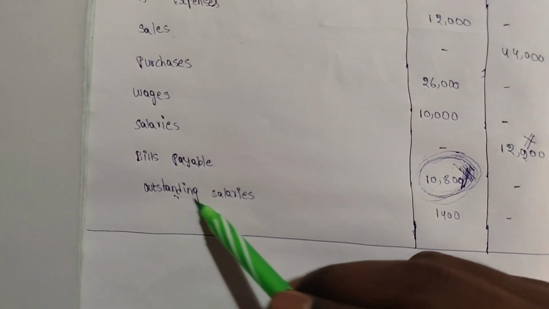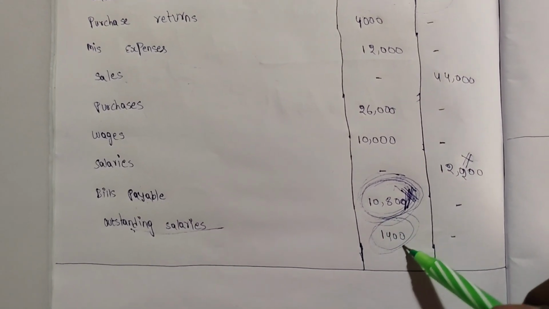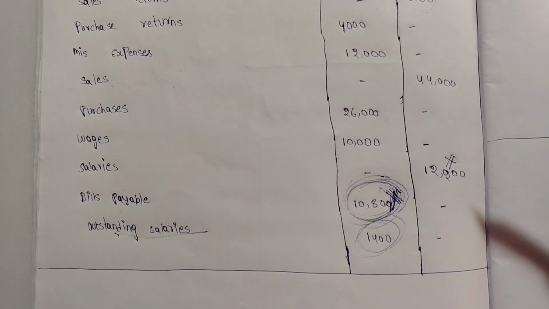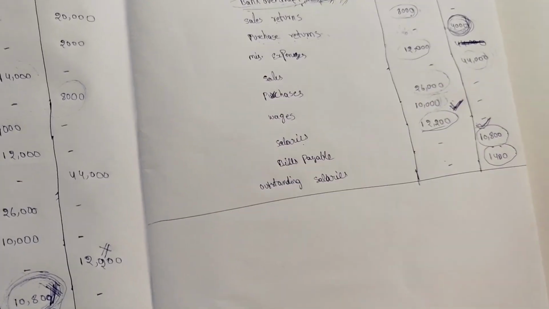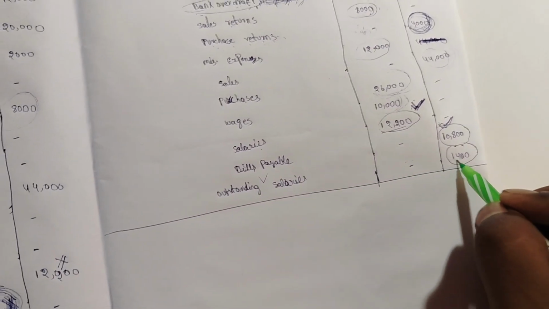And let's see the last one. Outstanding salaries 1,400. It is also a liability. We have to pay the salaries in the future. Outstanding is not prepaid, it is outstanding. So we have to post it on the credit side, 1,400. Prepaid means we have already paid, so it is treated as an asset. Outstanding means we have to pay in the future, so it is a liability, 1,400.